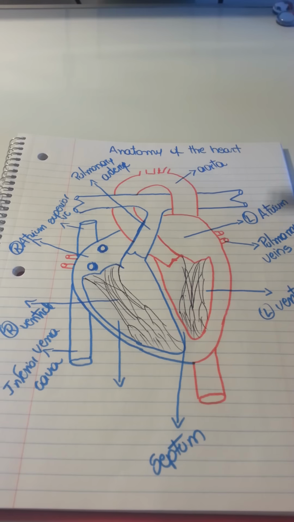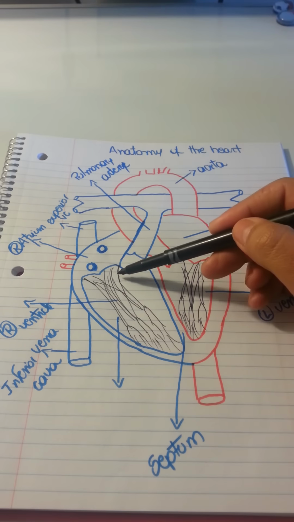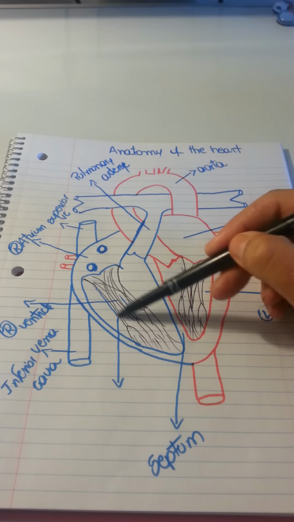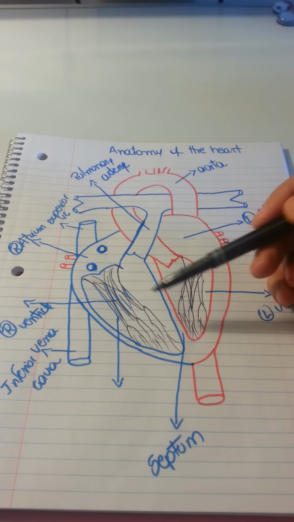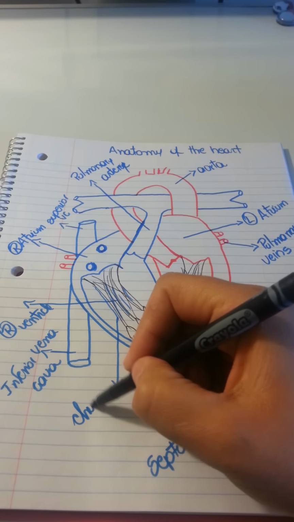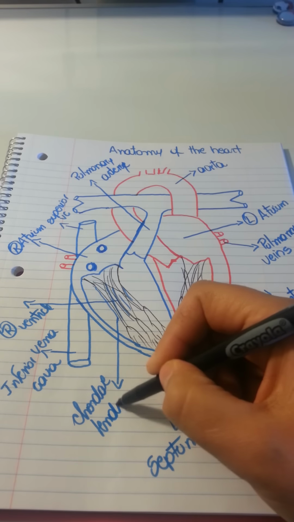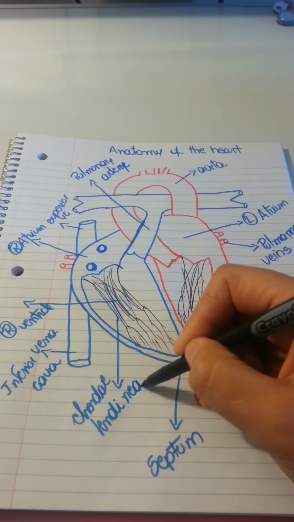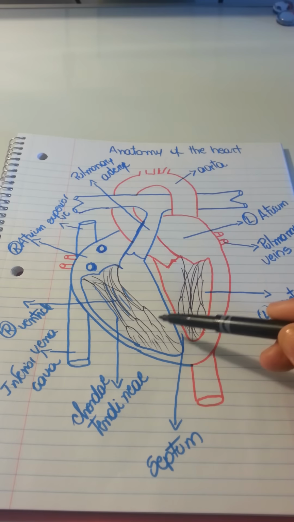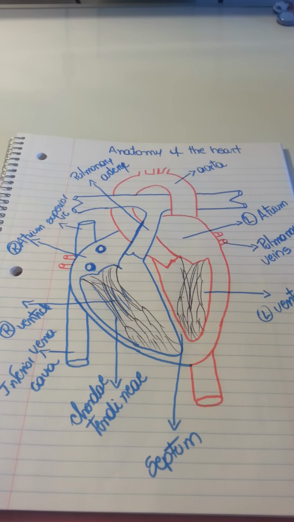What else are we missing? We have the left ventricle and the right ventricle. What is this right here? Those little fibers and tubes. They're called chordae tendineae. And these little tubes, tendons, they are used to hold valves of the heart.